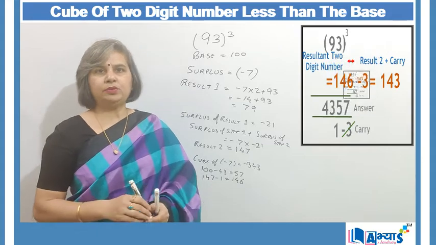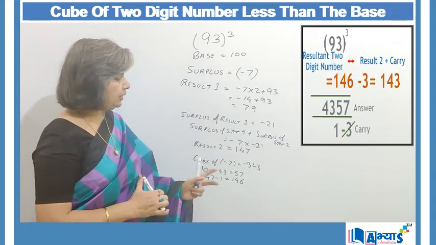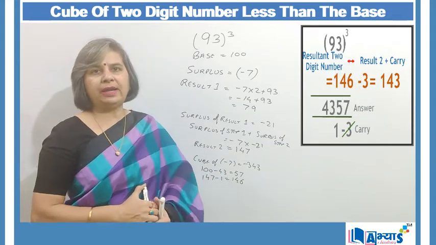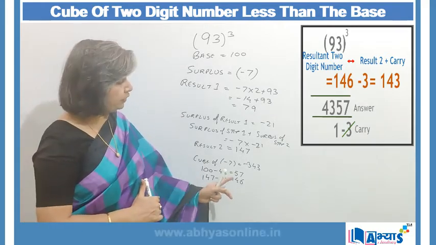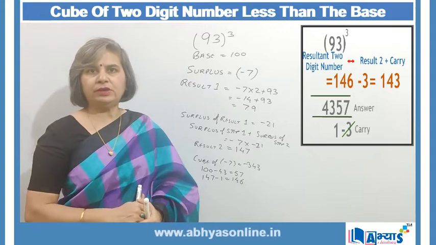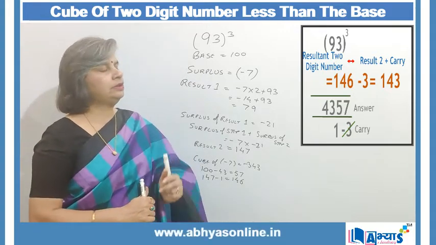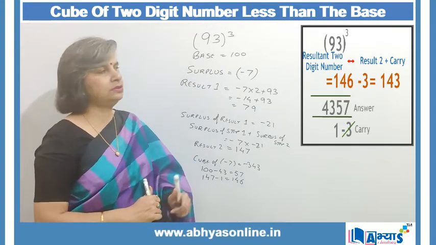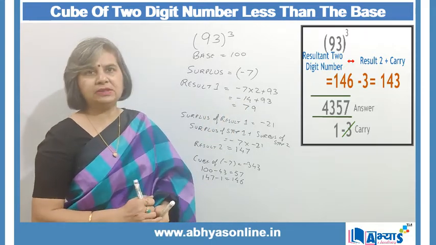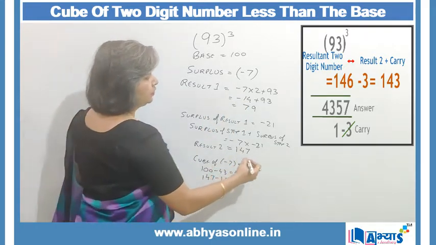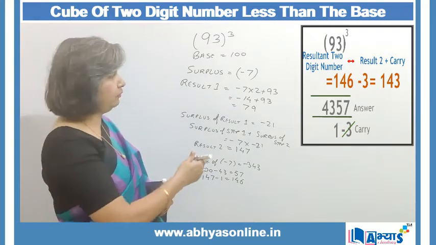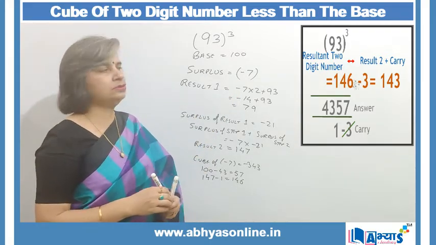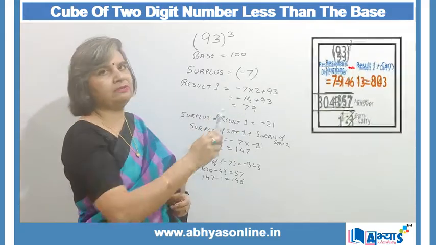Now in the next step, I will add the carry to 146, and the carry is minus 3. So 146 minus 3 will be 143, and from 143 the two digits will be prefixed in the answer. So 43 is prefixed in the answer and the carry is 1. In the first step 57 was prefixed in the answer, and now 43 has been prefixed in the answer. So the answer becomes 4357.